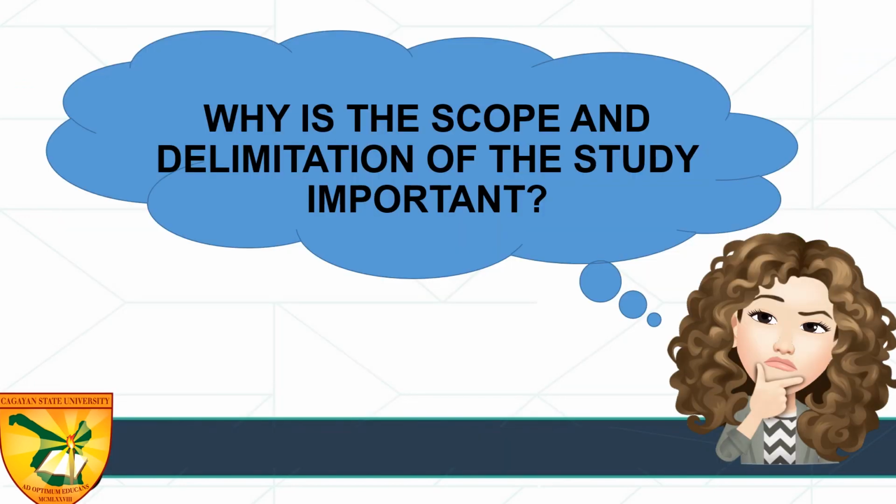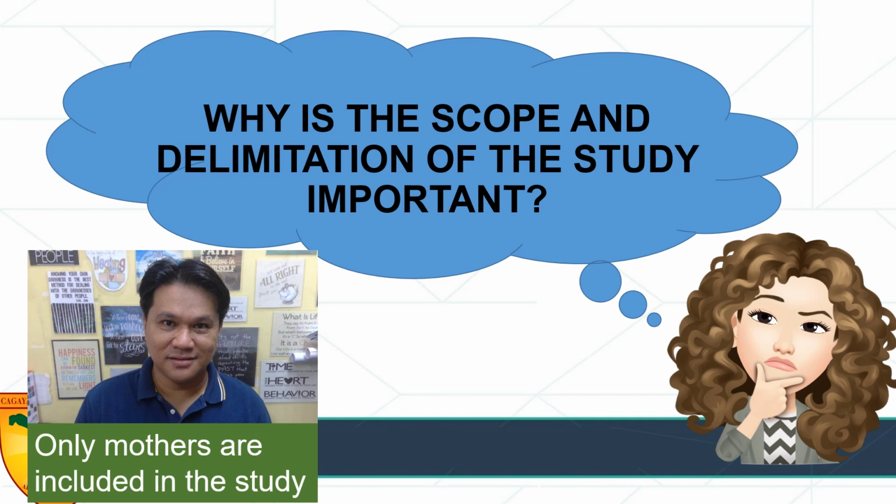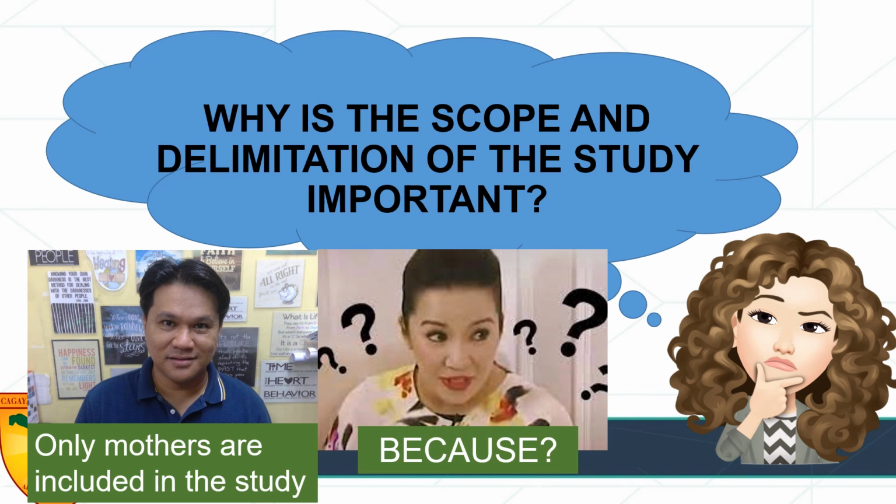Why is the scope and the limitation of the study important? So only mothers are included in the study, for example. That's your delimitation, because you always have to follow it up with "because." Scope and the limitation of a study are two elements of a research paper that inform the reader what information is included in the research, and you need to explain why the author chose that information.